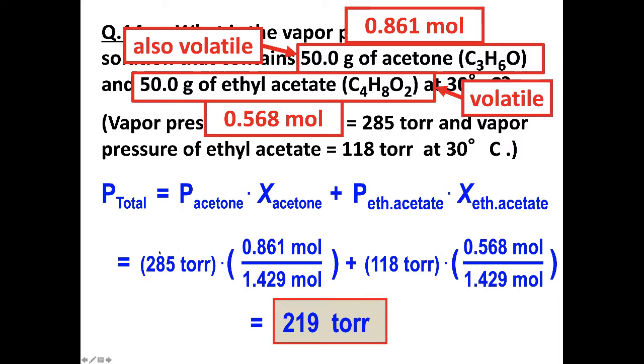This should make some sense. It's lower than the vapor pressure of the pure acetone. It's higher than the vapor pressure of the ethyl acetate, so for a mixture you kind of expect to have a vapor pressure that's in between those two. So that's how you deal with vapor pressure. If you have two volatile substances mixed together, you do the vapor pressure equation for one, the vapor pressure equation for the other, and then you add them up.